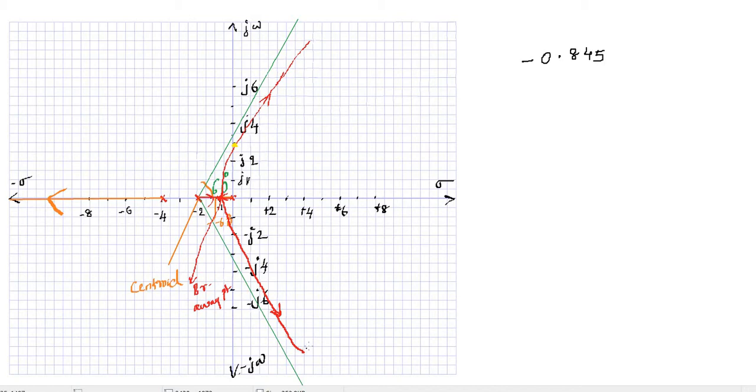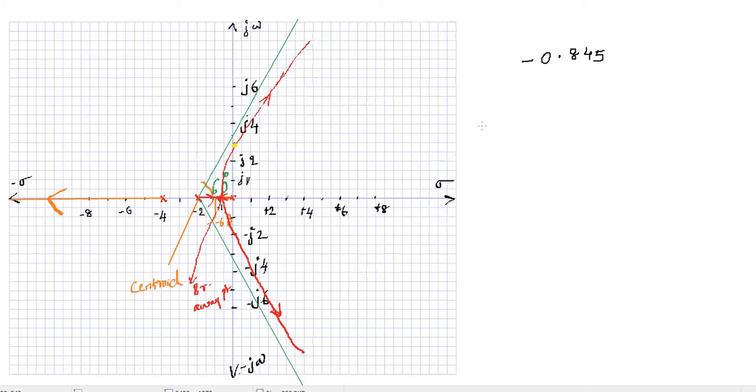Now the next step is to find the angle of departure and angle of arrival. So here, with respect to this problem, there are no complex poles and zeros. So if there are no complex poles and zeros, no need to find the angle of departure and angle of arrival. So there is no angle of departure and angle of arrival because there are no complex poles and zeros.